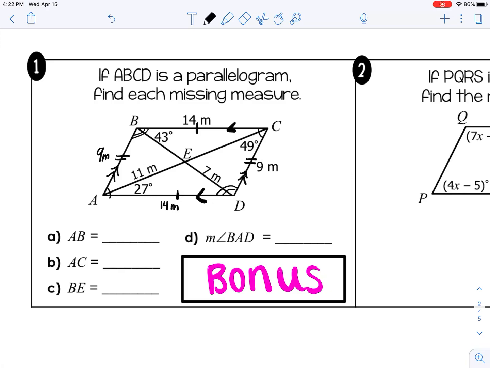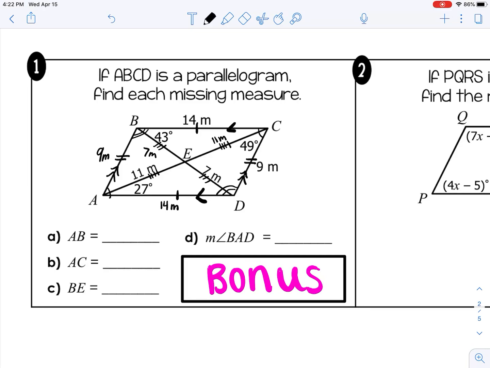So if the diagonals bisect each other, then this half, AE, would be congruent to the other half, EC. So EC has to be 11 meters. And this half, BE, would be congruent to the other half, ED. So how long is BE? Well, BE would have to be 7 meters.